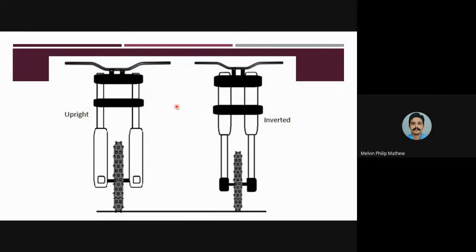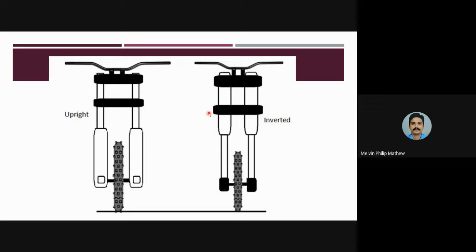Okay, and so if it is in this direction, it is known as upright telescopic suspension, and if it's in this manner, it is known as inverted telescopic suspension. But it's just inverted, just the opposite is happening here. Okay, this is the most commonly used upright type of telescopic suspension.